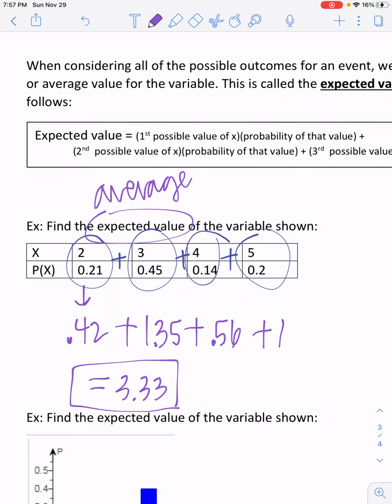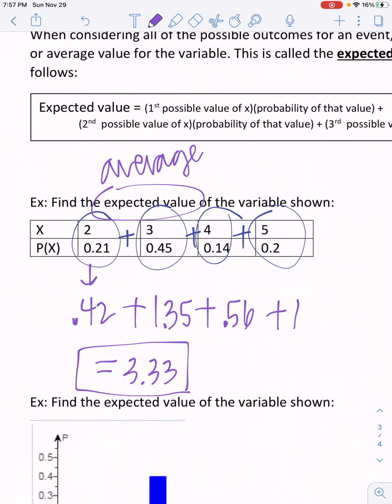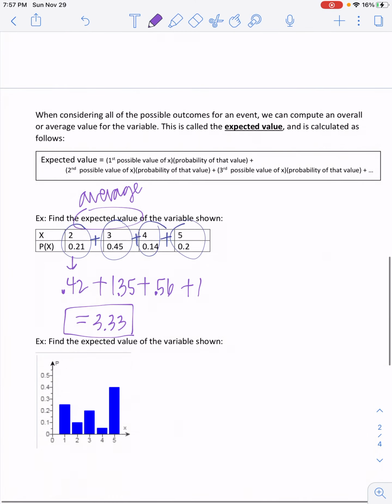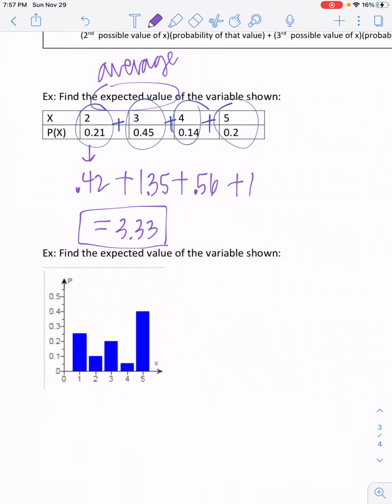And so it's just another way, like, I don't know if you remember finding average, if you actually had values, you added them all up and divided by however many there were. This is a little different when it gives it to you with a probability model. And let's do one more that looks a little different.